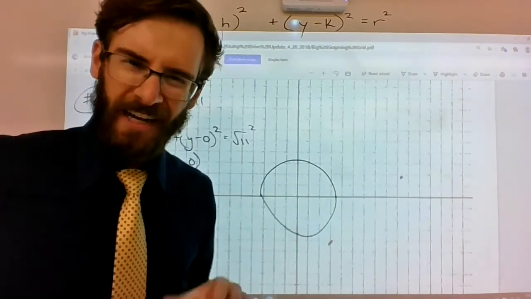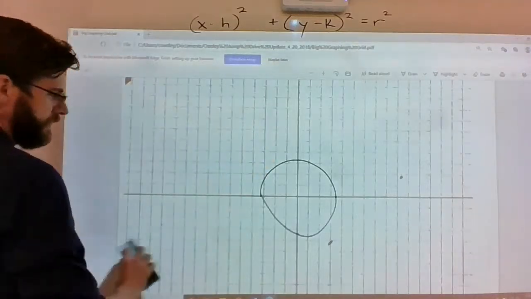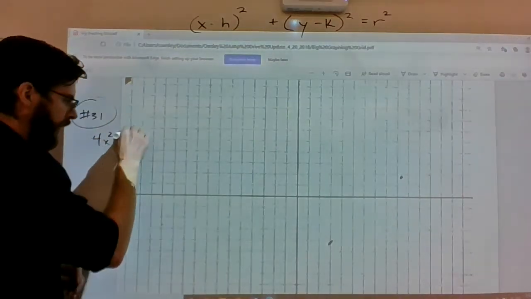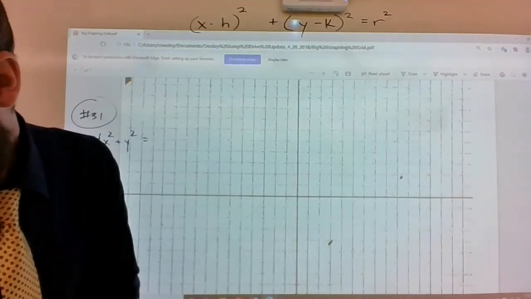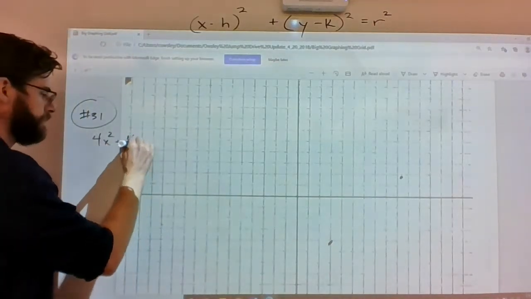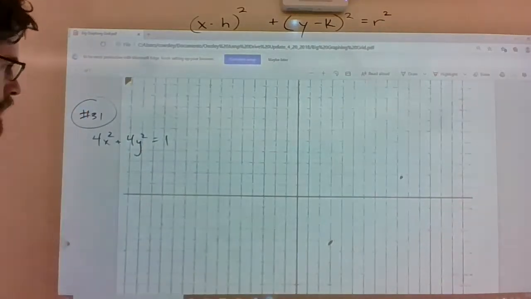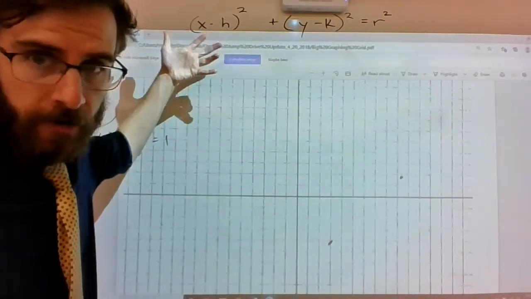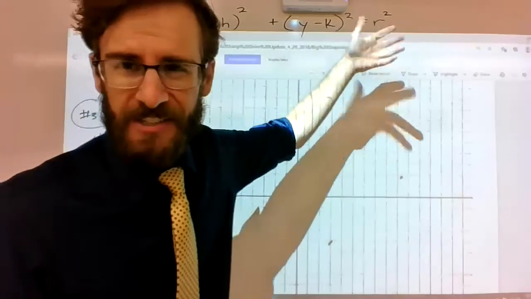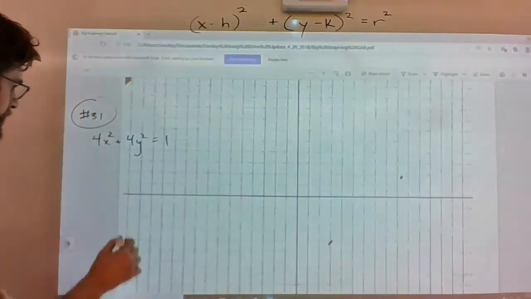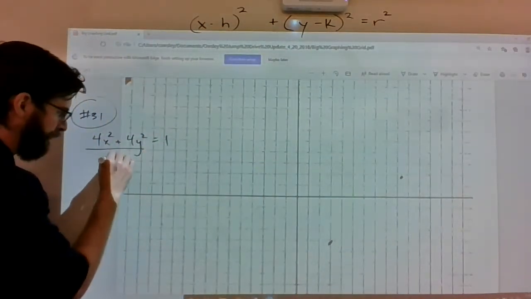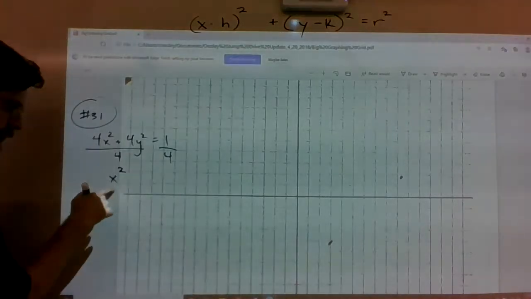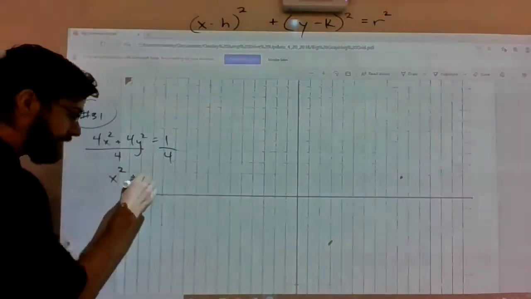Yeah, 31 looks like a kind of weird situation. You've got 4x squared plus 4y squared equals 1. Now we need to manipulate this in such a way that it looks like a clean number in front of our x squared, a clean number in front of our y squared. The radius doesn't seem to have too many restrictions. So here's what we can do. If I divide everybody on the left-hand side by 4 and everybody on the right by 4, that's going to get rid of these coefficients. So 4x squared over 4 is 1x squared. 4y squared over 4 is 1y squared equals a fourth.